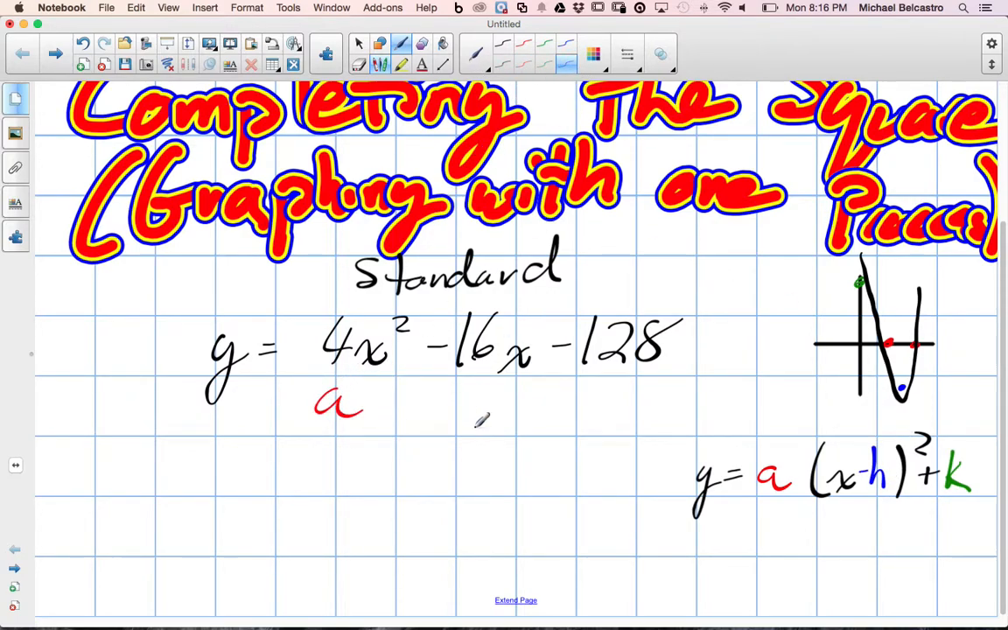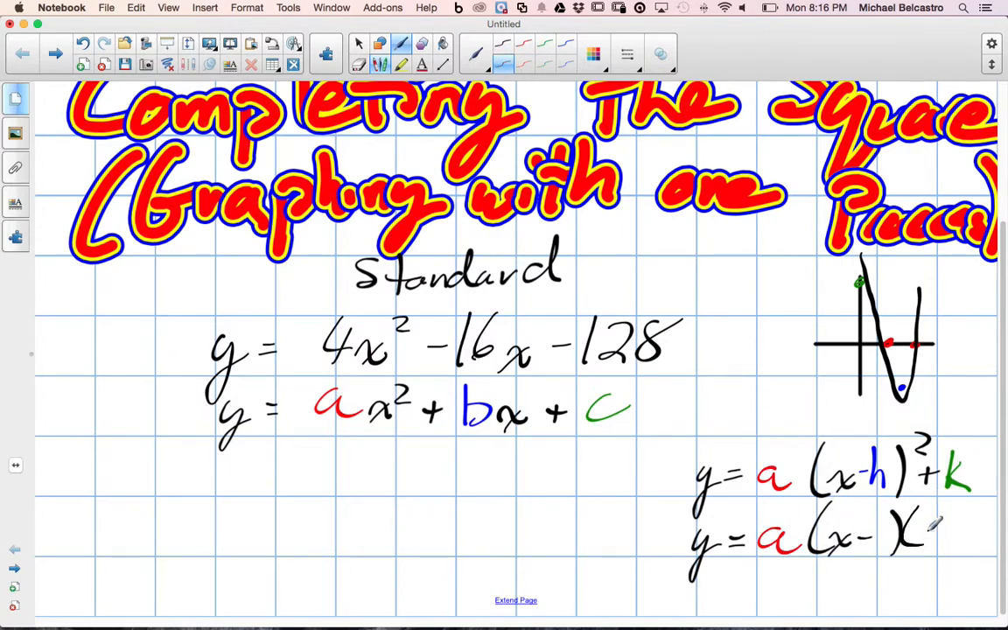This would be our standard form, with our a, our b, and our c: y equals ax squared plus bx plus c. And we'll also be able to go into our factored form really quickly by completing the square: a(x minus r)(x minus s). So let's talk about this process, how we can do all of these by completing the square.